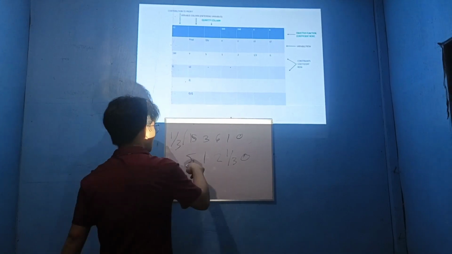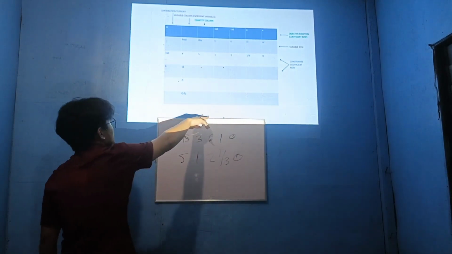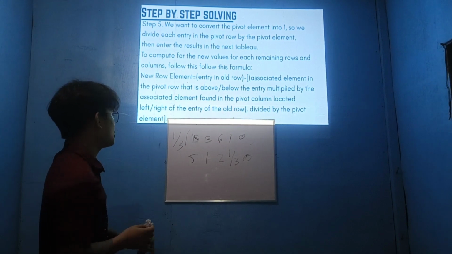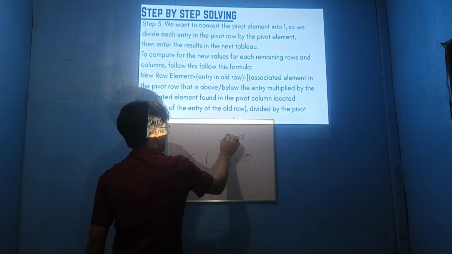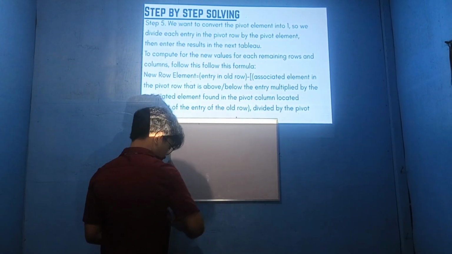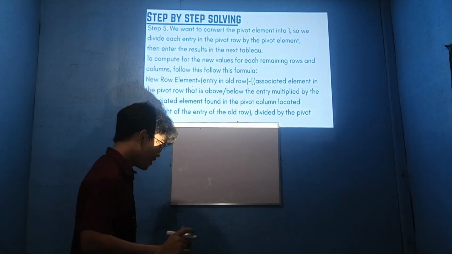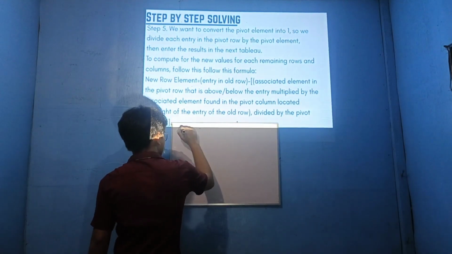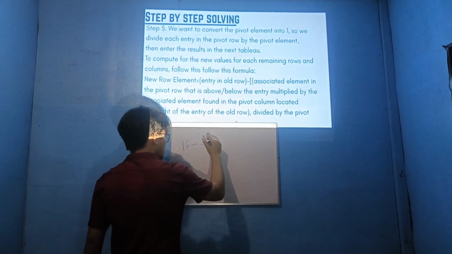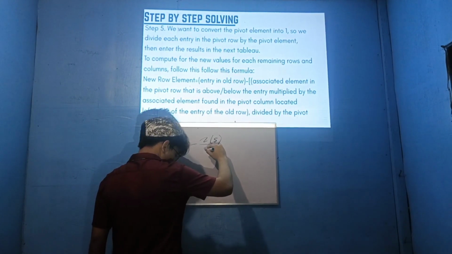Here, we have our 5, 1, 2, and 1/3, and 0. For step 5, we want to convert our element into 1. So, again, we need to minus our... For step 5, we need to 16 minus 2/5 and divided by 3.